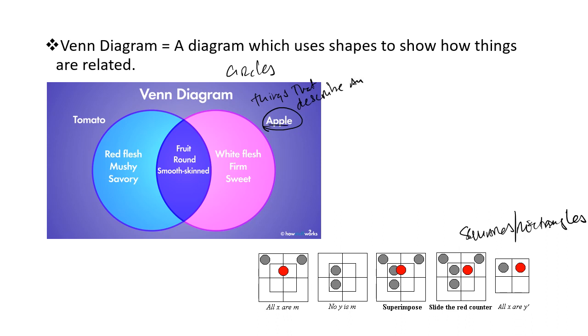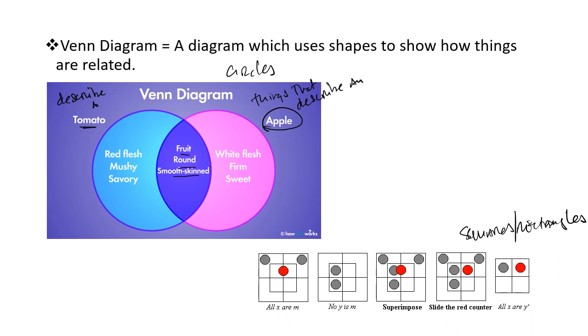I didn't like how it just says apple. I mean, what about an apple? So, to say, well, these are things that describe or are characteristics of. And then over here on this side, we've got things that describe a tomato. So we can see inside we've got fruit, round, and smooth skinned.